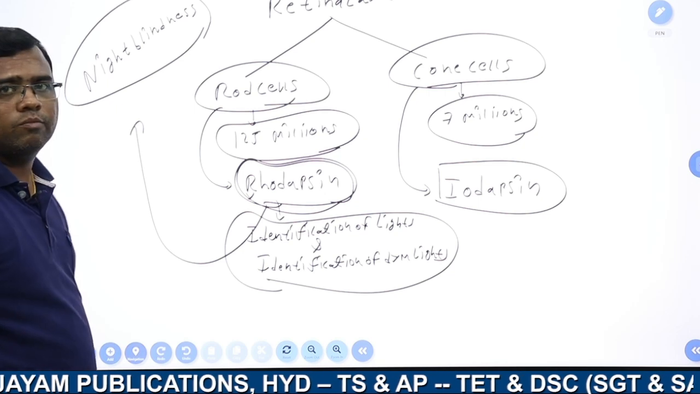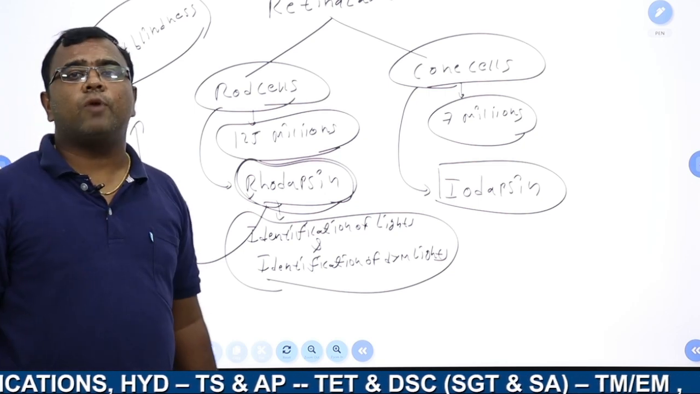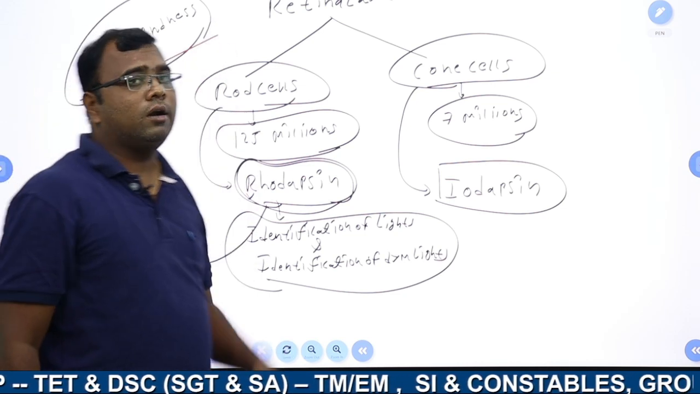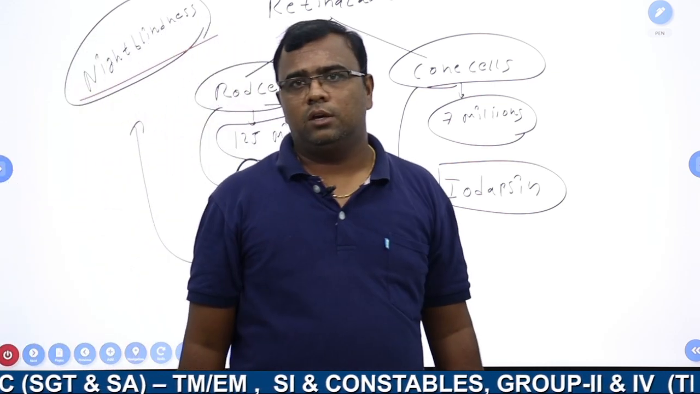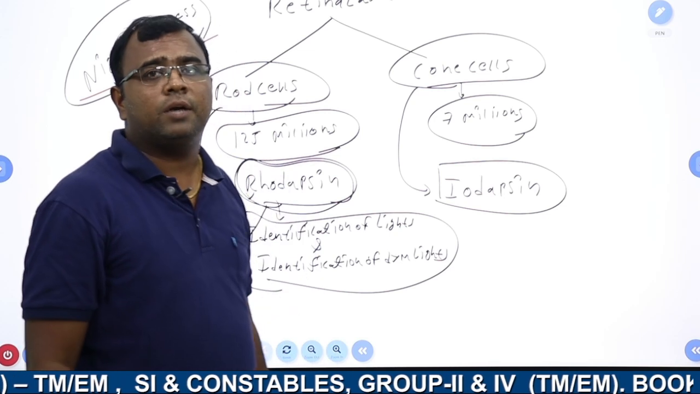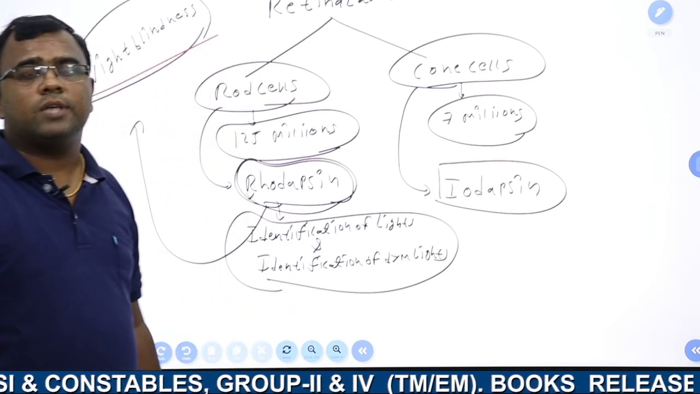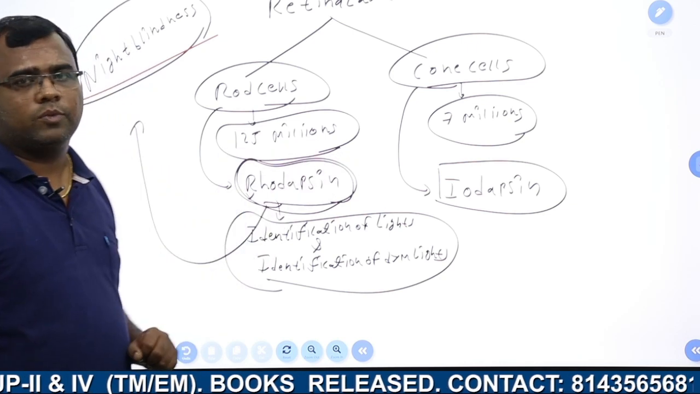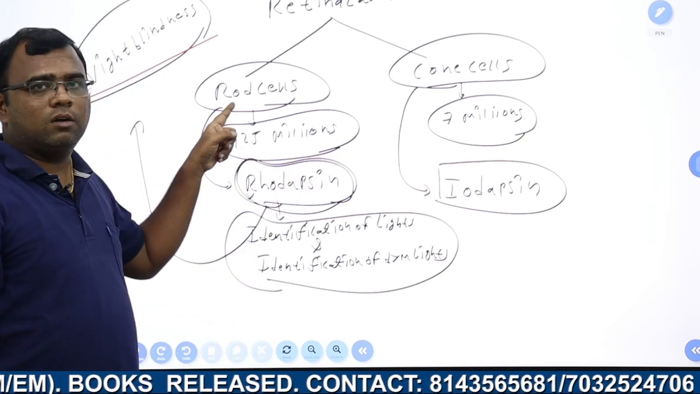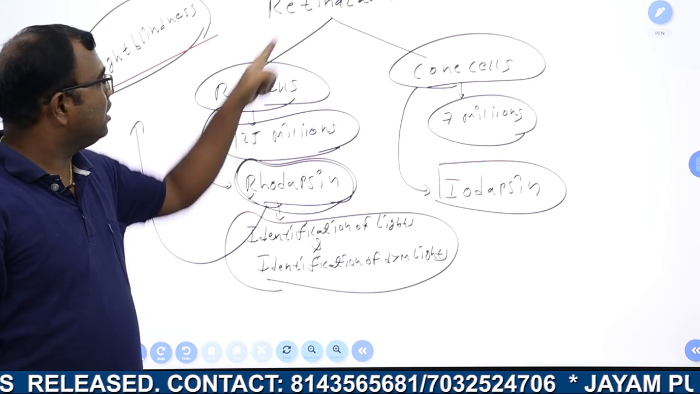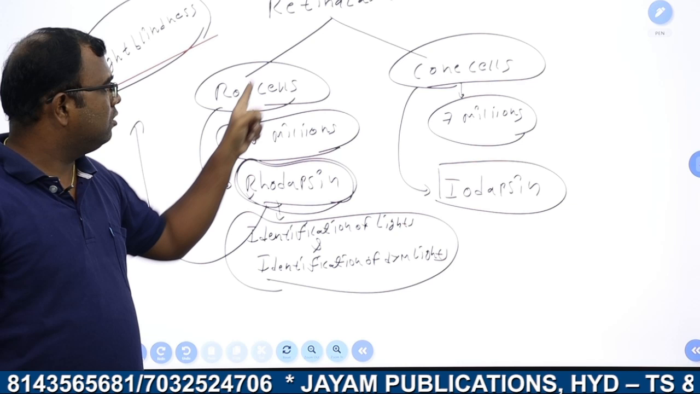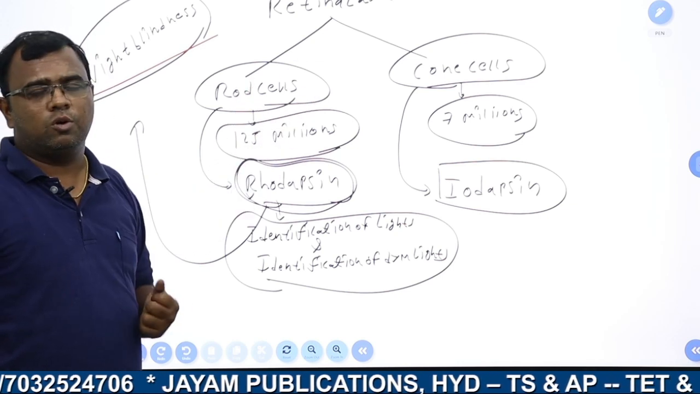Night blindness. The deficiency of rhodopsin pigment causes which disease? Night blindness disease. This is a very important question from the point of view of previous examinations. It is very important. The rod cells, once again I will explain. The retinal layer consists of two types of cells: rod cells and cone cells.